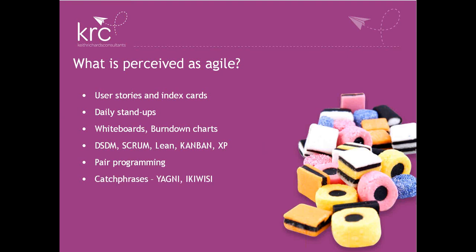People use various catchphrases like YAGNI, meaning you ain't going to need it, or ICKY WISSY, meaning I'll know it when I see it. And just because you're using these sort of techniques, and we quite like them at KRC and they go very well, it doesn't mean to say you're Agile, you're just using these techniques. Now there's other more general terms like people say we're being responsive and adaptable and flexible. Well, you can say that, but what exactly are you doing?